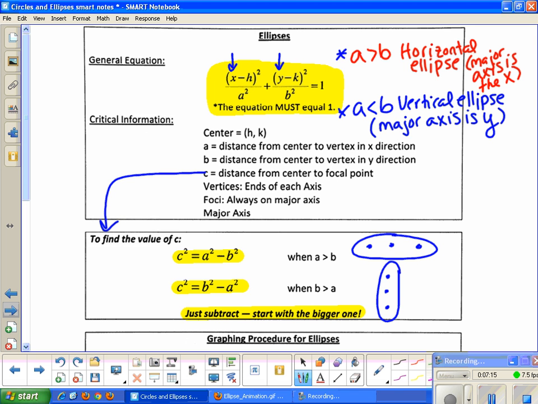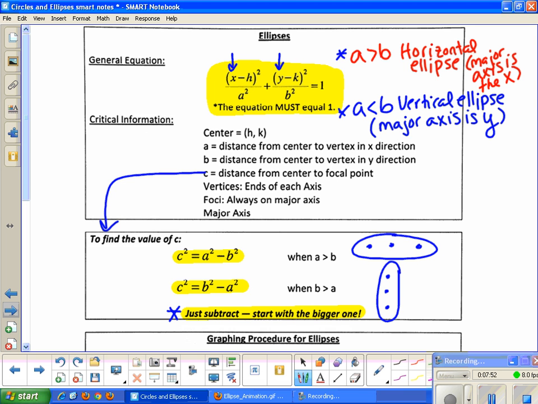The foci always are on the major axis, and the major axis has a length of 2 times A, or if it's vertical, it would be 2 times B. So it depends on which way your graph is opening. Now, to find the value of C, if A is greater than B, which means we have a horizontal ellipse, then you're going to do c squared equals a squared minus b squared. If it's a vertical ellipse, then you're going to do b squared minus a squared. How do you know? Just always subtract the bigger one.